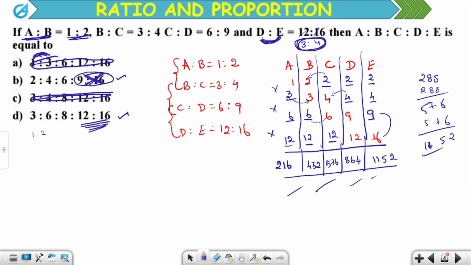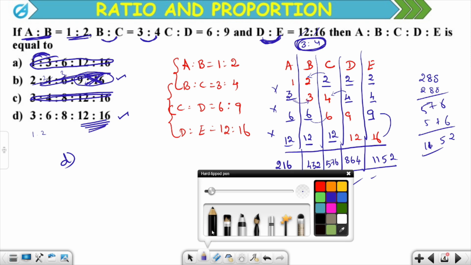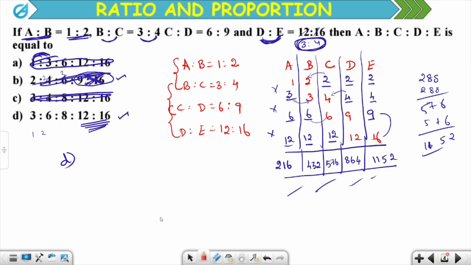Suppose if you have some other doubt, then go check for B and C. B and C should be in the ratio 3 is to 4. If I take this as 2 times, this is 3 times. Is that 3 is to 4? No. So the option for this one is option D. Okay, fine, good. Now we'll go for the next question.